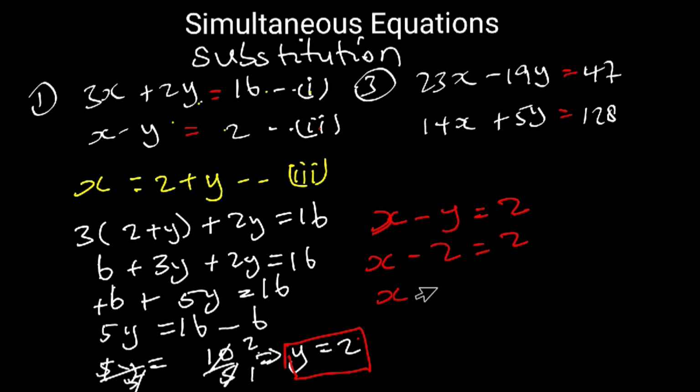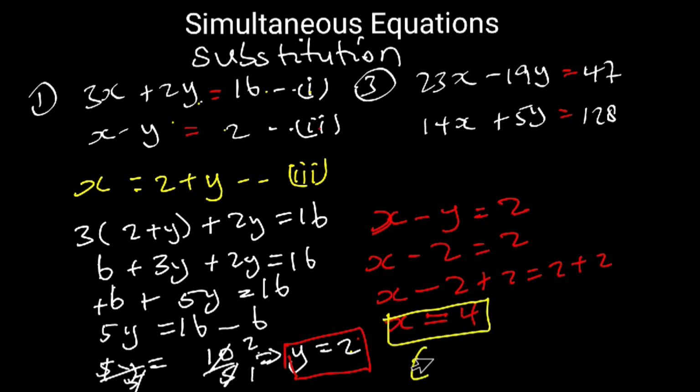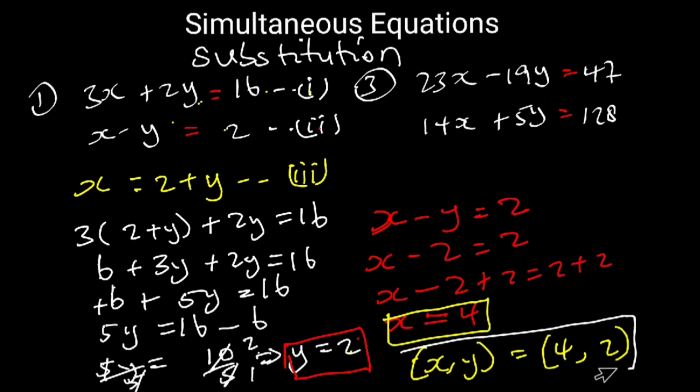So we have x, or simply say let's add plus 2 to both sides, equals to 2 plus 2. So we have x minus 2 plus 2 is equal to 0, and then this becomes equals to 2 plus 2 is equals to 4. So we have that the values of our x and y are 4 and 2. So this is the answer to the first question.